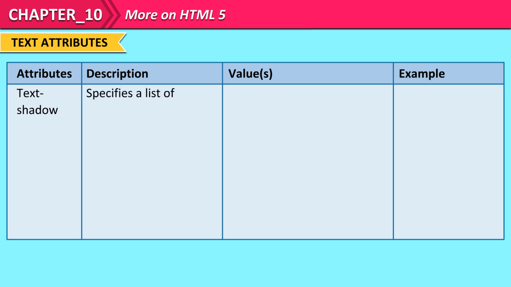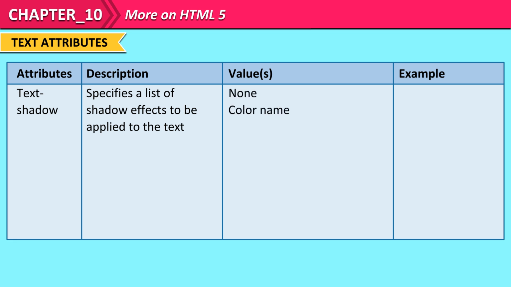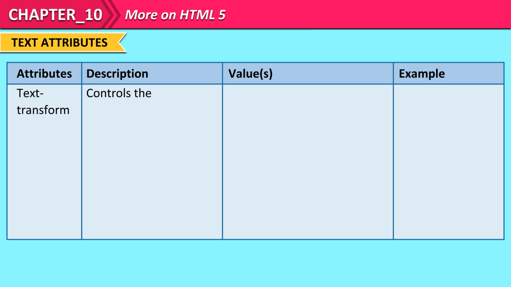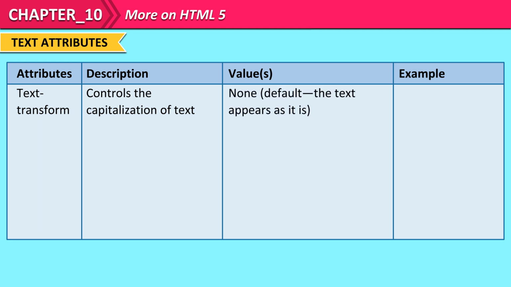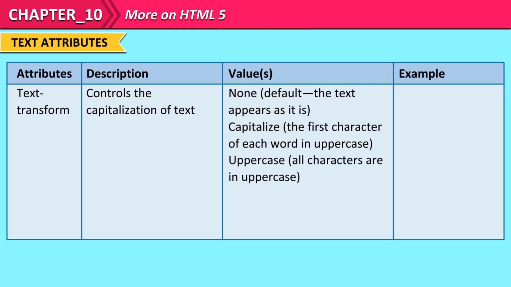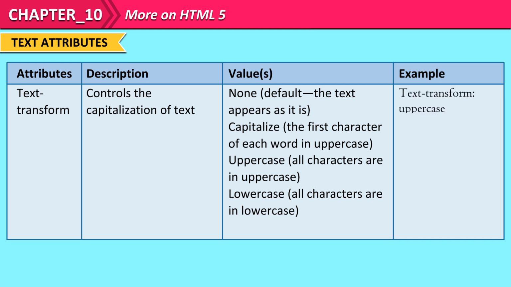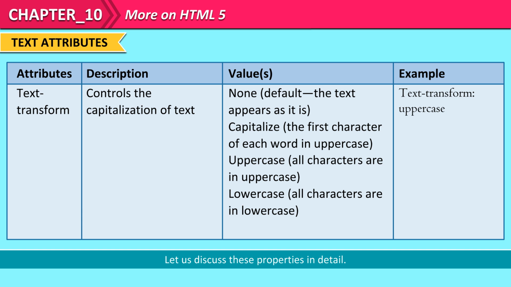Text shadow specifies a list of shadow effects to be applied to the text. None, color name, color value. Text shadow, 2 pixel, 2 pixel, green. Text transform controls the capitalization of text. None, default, the text appears as it is. Capitalize, the first character of each word in uppercase. Uppercase, all characters are in uppercase. Lowercase, all characters are in lowercase. Text transform, uppercase. Let us discuss these properties in detail.